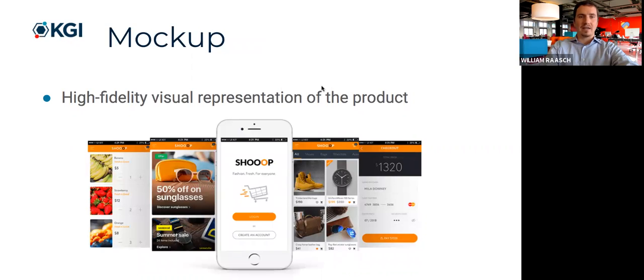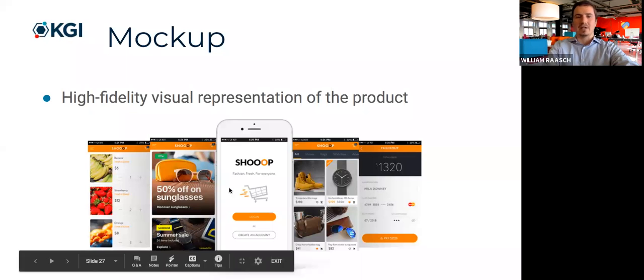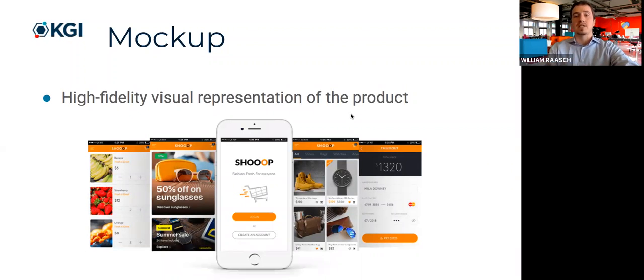Okay, and then finally, a mock-up. That's where you really start to get to design. So that's the high fidelity visual representation of the product. Here's an example of not Amazon, but kind of like an Amazon look-alike. And they've figured out what their color scheme is going to be. They've figured out, you know, how big they want their pictures to be, all of that.